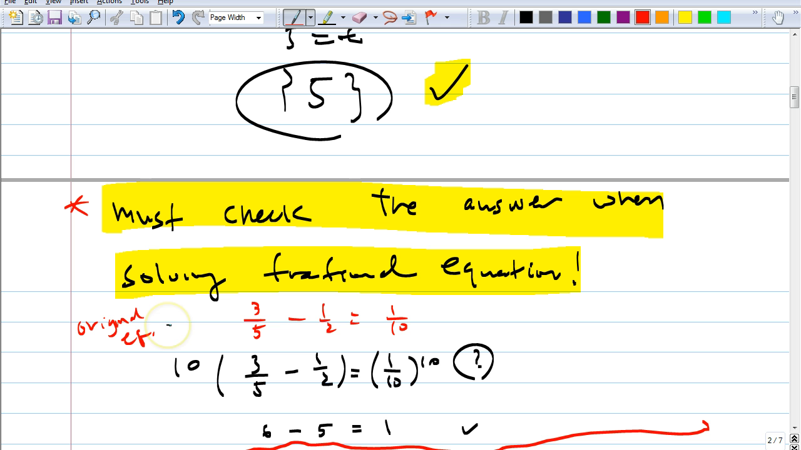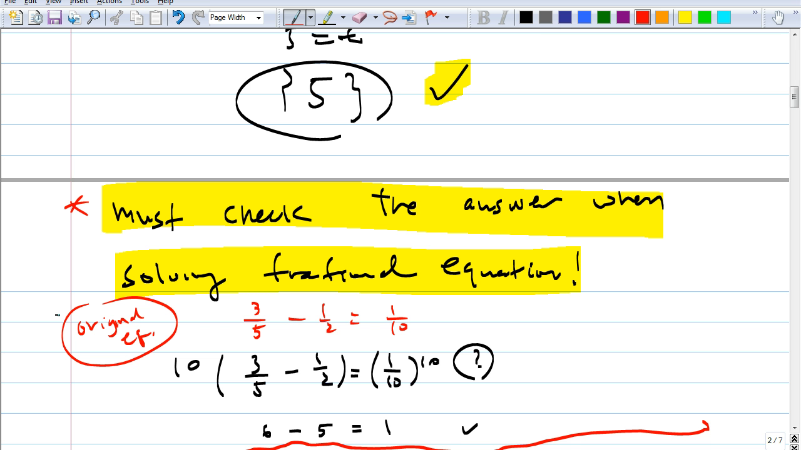So I wrote down the original equation here for you. You've got to always plug into your original equation, not the one that you simplified, because that's the one where you multiplied both sides by some number and a variable. So that's not an equivalent equation. When you multiply both sides by a number, that's fine, but not with some variables in it. It doesn't become an equivalent equation.